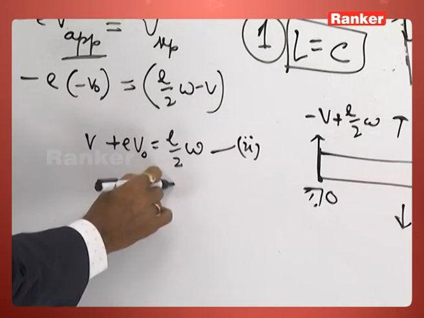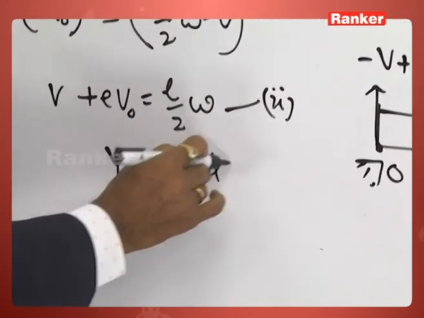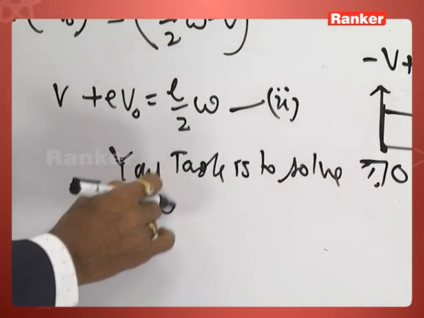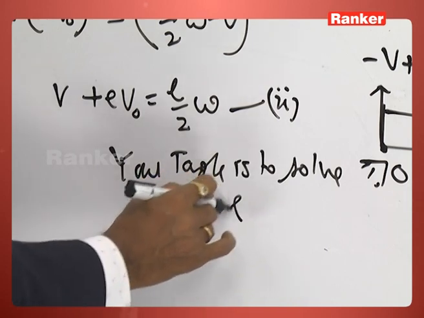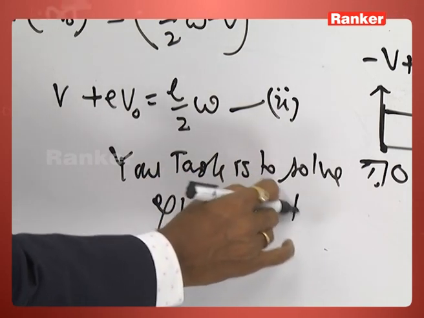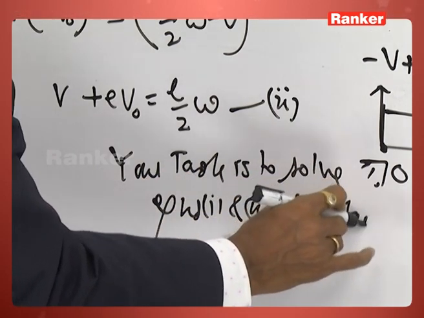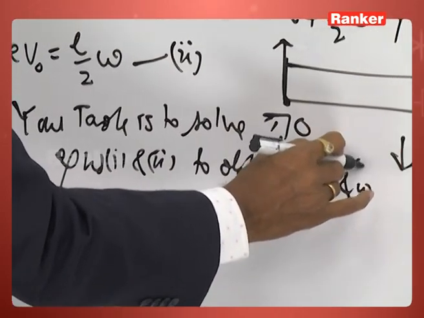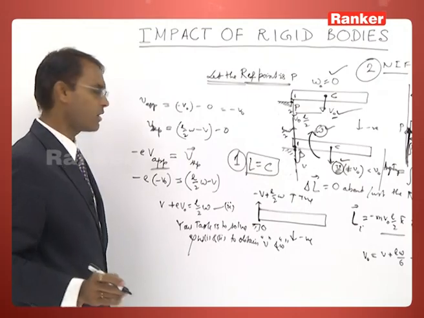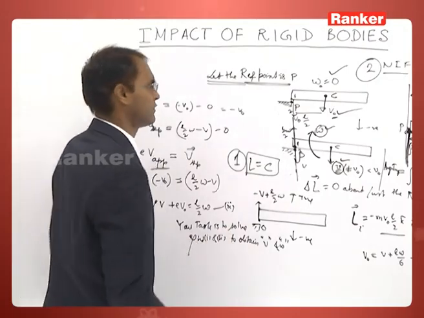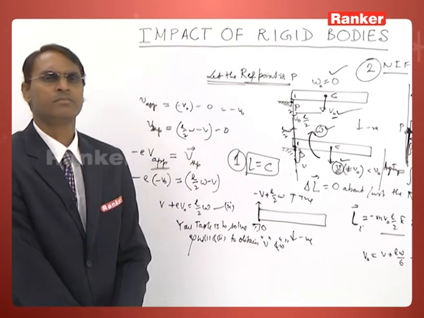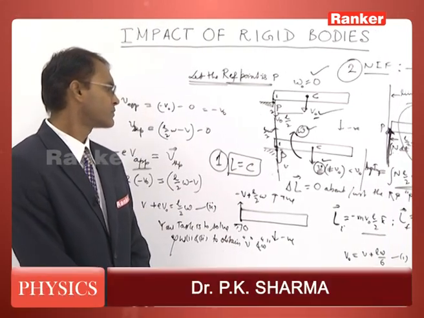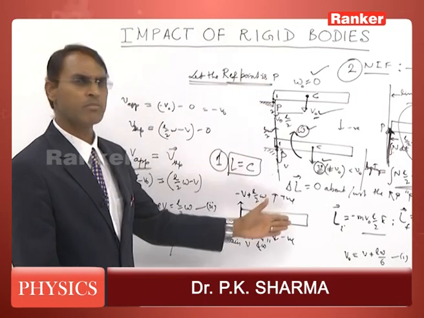Your task is to solve equations 1 and 2 to obtain the velocity of the center of mass and the angular velocity of the rod just after the collision. So here we cannot conserve the linear momentum.